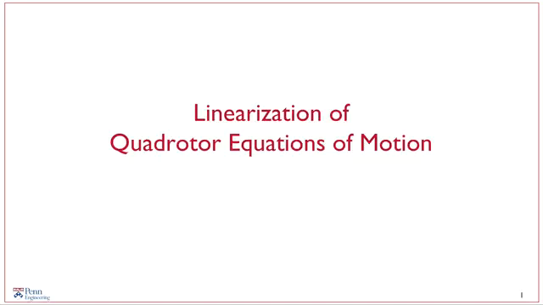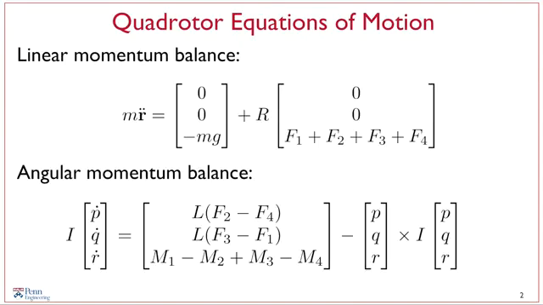In lecture, we claimed that in the linearized equations of motion for the quadrotor, the second derivative of position is proportional to u1, and the fourth derivative of position is proportional to u2. In this segment, we'll derive these relationships explicitly. Recall the quadrotor's equations of motion, which come from the linear and angular momentum balances.